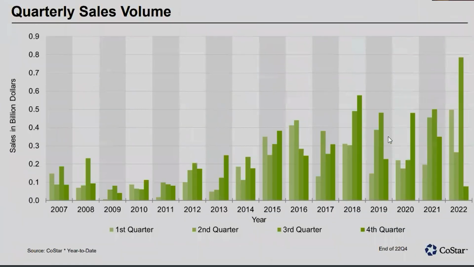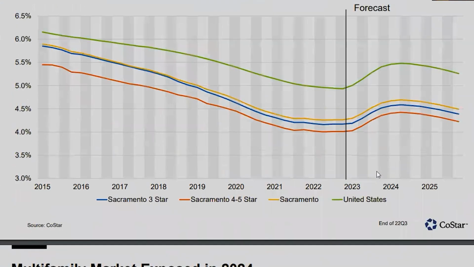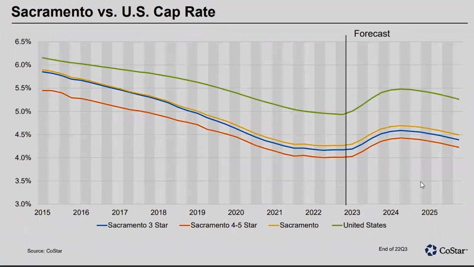But as you can see, this is a pretty healthy market, much healthier than what we were experiencing in the last downturn. And you can see that this is really taking place. The other thing I would take note of is that third quarter seems to be the strongest quarter for apartment sales at this time.